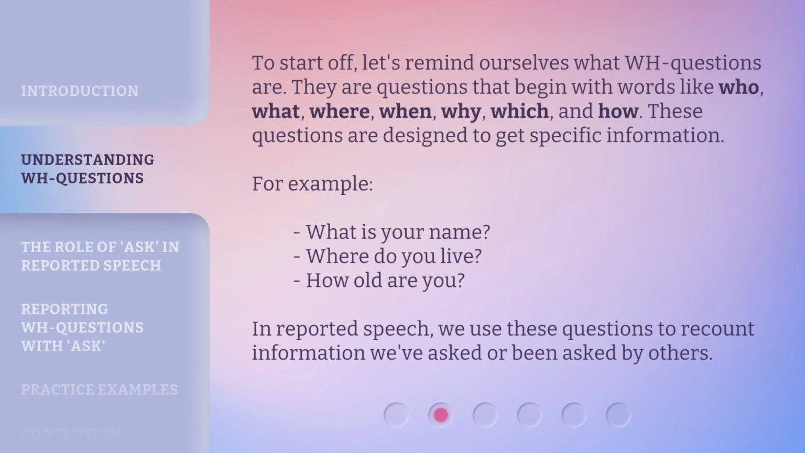To start off, let's remind ourselves what WH questions are. They are questions that begin with words like who, what, where, when, why, which, and how. These questions are designed to get specific information. For example, what is your name? Where do you live? How old are you? In reported speech, we use these questions to recount information we've asked or been asked by others.